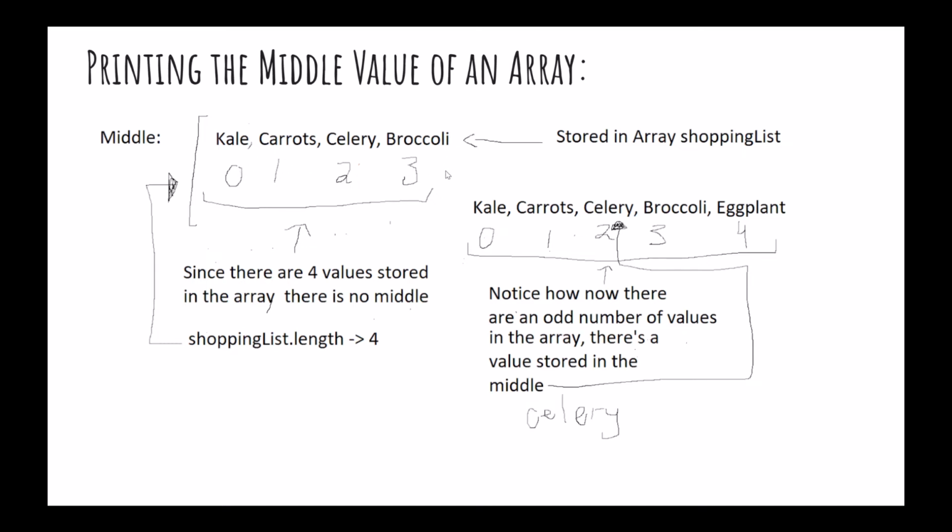There'd have to be an odd number of values in the array so you can have a value stored in the middle. See, when you do shoppingList.length, it's going to return 4, and that's not odd, so you can't have a middle value. So if we add eggplant, or we can add anything, but if we add one more value to the array of shoppingList, we can have a middle value, and that middle value will be celery.